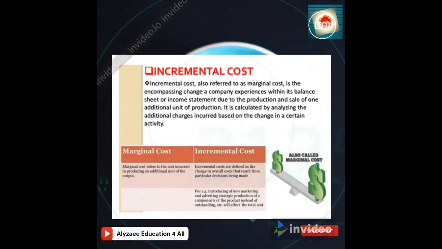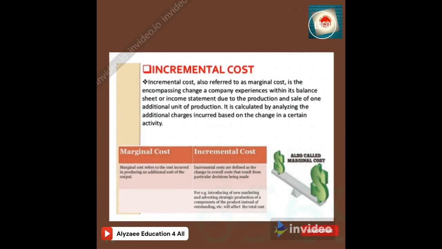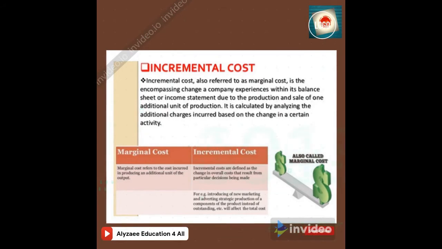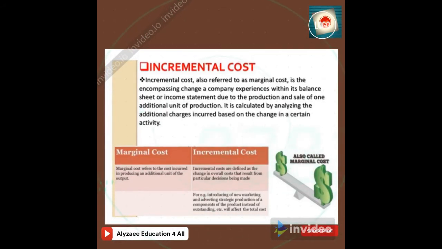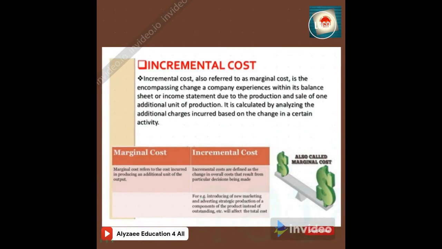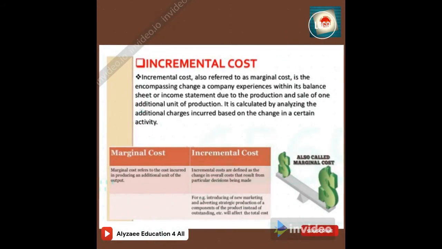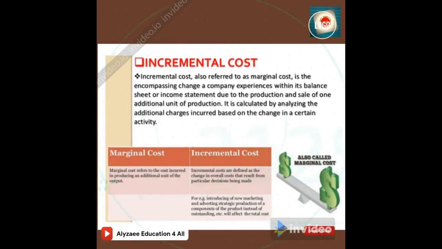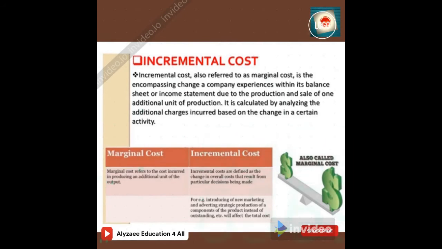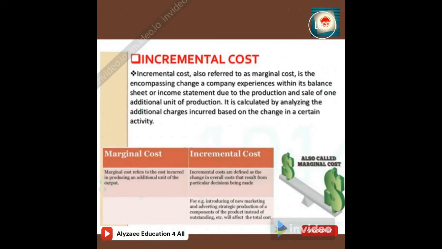What does the terminology of incremental cost say? It is also referred to as marginal cost. It is the change a company experiences within its balance sheet or income statement due to the production and sale of one additional unit of production. So the extra cost of one extra item, one extra unit produced, is the incremental cost. It is calculated by analyzing the additional charges incurred based on the change in a certain activity. So marginal cost refers to the cost incurred in producing an additional unit of the output. Incremental costs are defined as a change in overall cost that results from a particular decision being made. For example, introducing a new marketing and advertising strategy, or production of a component of a product instead of outsourcing. This means that it will affect the total cost. So this is the definition of incremental cost.